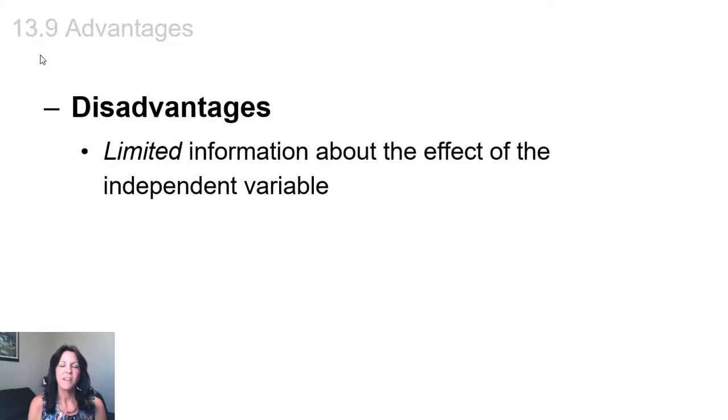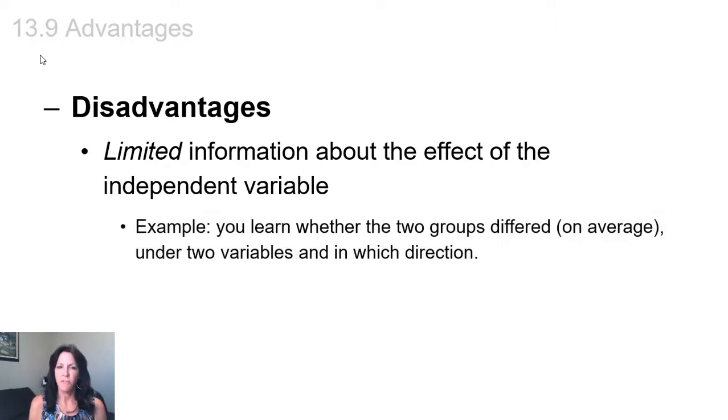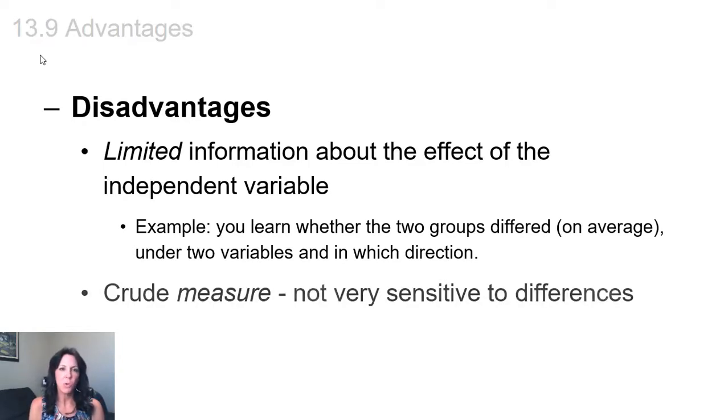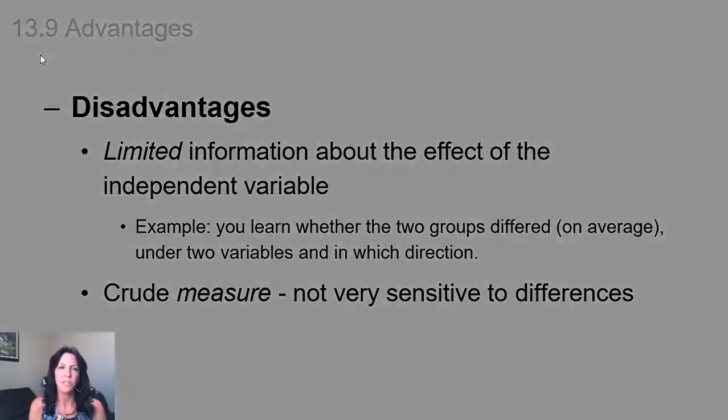And what are they? Well, it offers limited information about the effect of the independent variable. I get these omnibus F scores, but they don't really tell us if some groups are higher or lower. It's not enough information. We learn about, for example, if two groups differed on average under two variables in which direction, but we don't really know much more. It's a crude measure. It's not very sensitive to differences. So it can tell us about basic differences between groups, but it may not be sensitive to detect real differences.